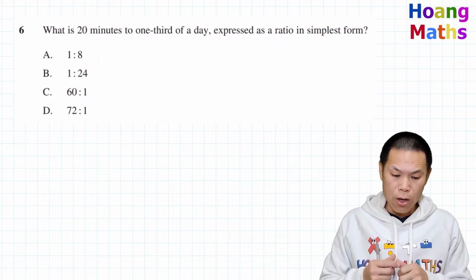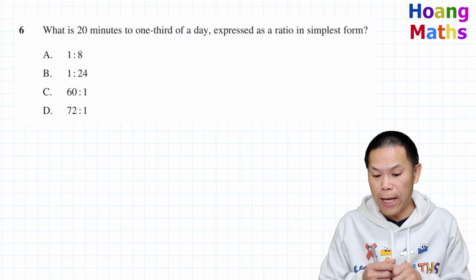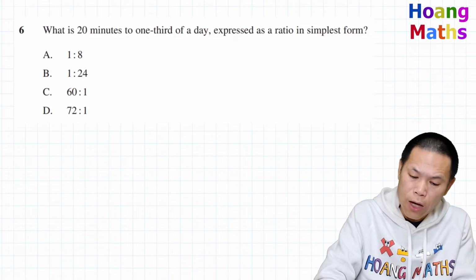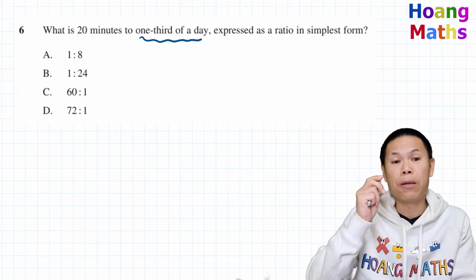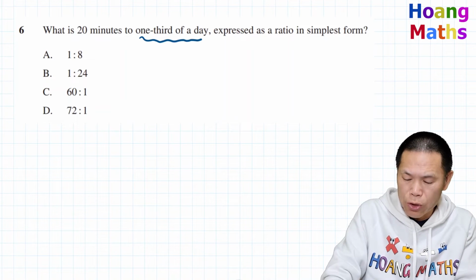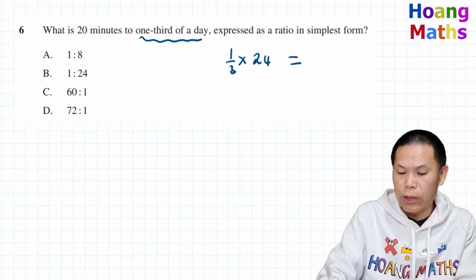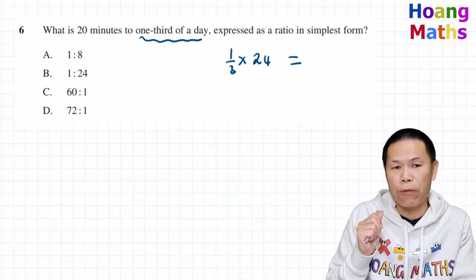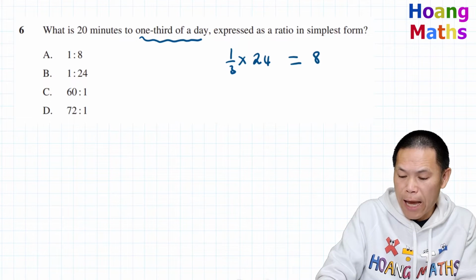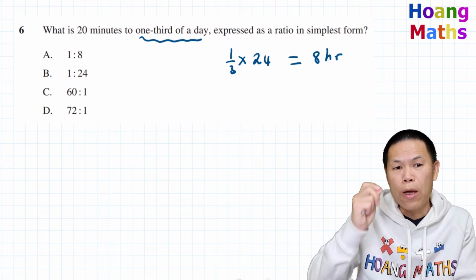Question number 6. What is 20 minutes to 1/3 of a day, expressed as a ratio in simplest form? So first of all, we need to convert 1/3 of a day in minutes first. So we know that one day is 24 hours. So we just go 1/3 of a day. So one day, 24 hours. So therefore, we just put 1/3 times 24. So 24 divided by 3, that is 8. So 8 hours.